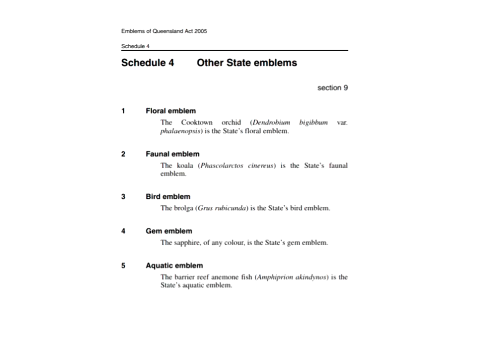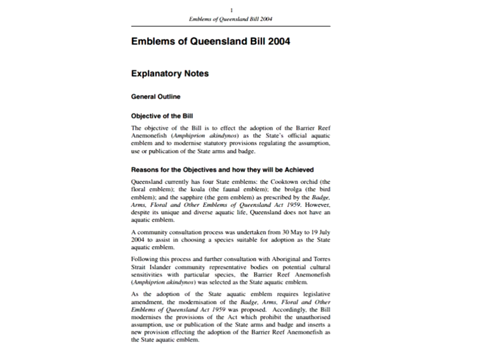So point 5 in the schedule shows that the aquatic emblem is the barrier reef anemone fish. So this was new. This was the actual piece of legislation which allowed that emblem to become part of Queensland. The explanatory notes tell you the story. It gives you that there hasn't been an aquatic emblem, and this needs to be introduced.